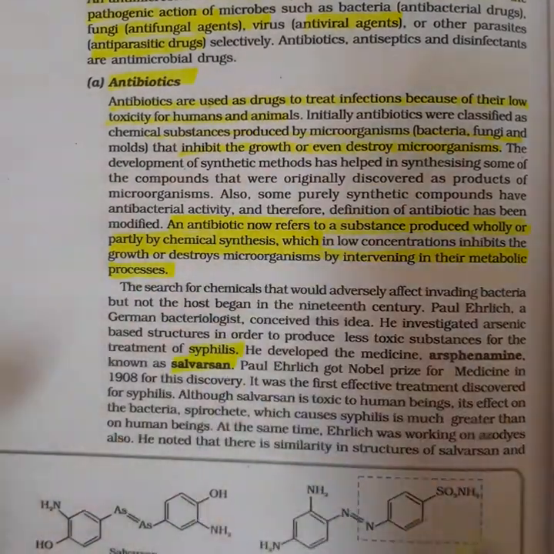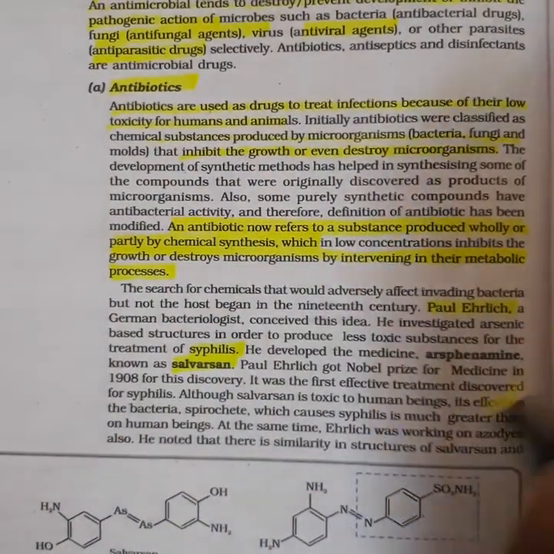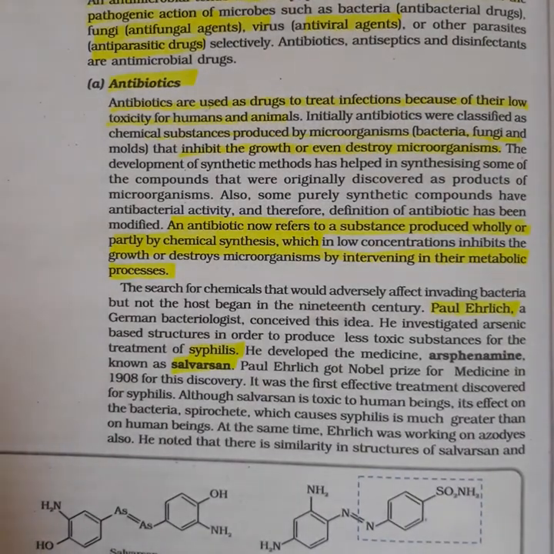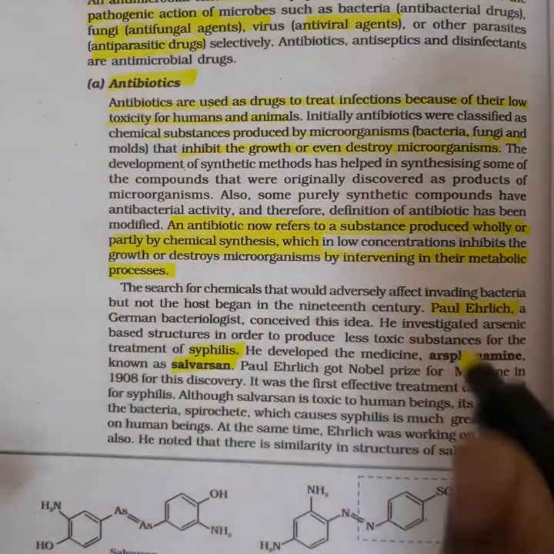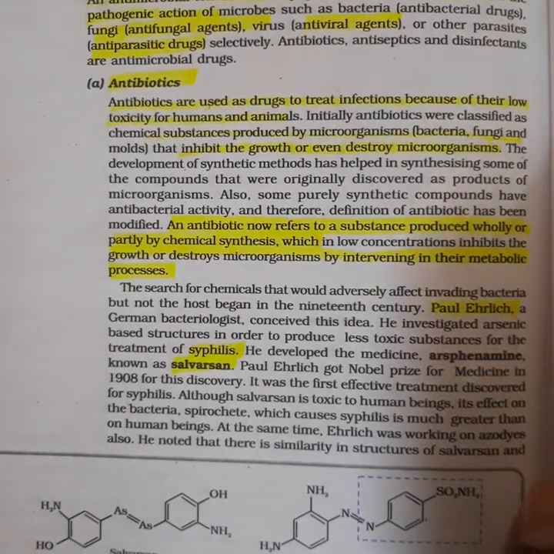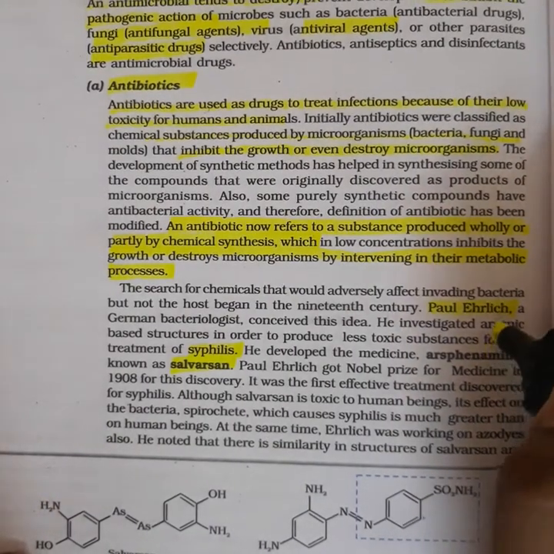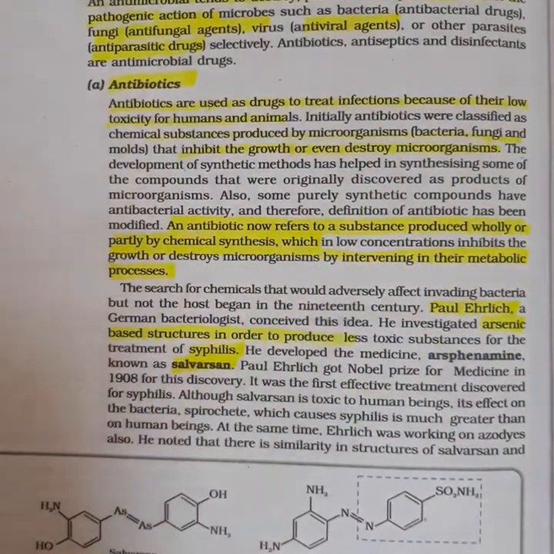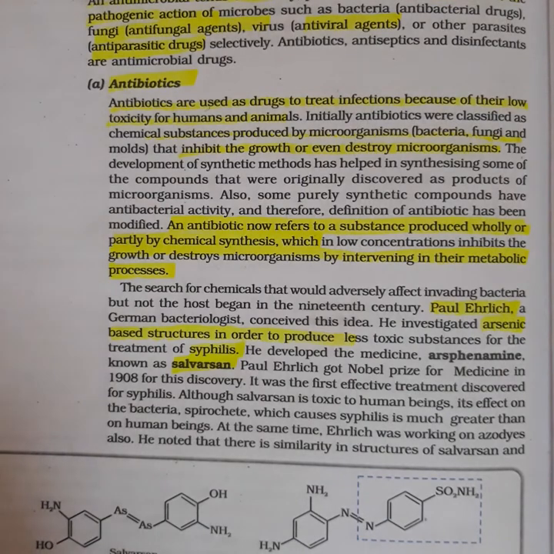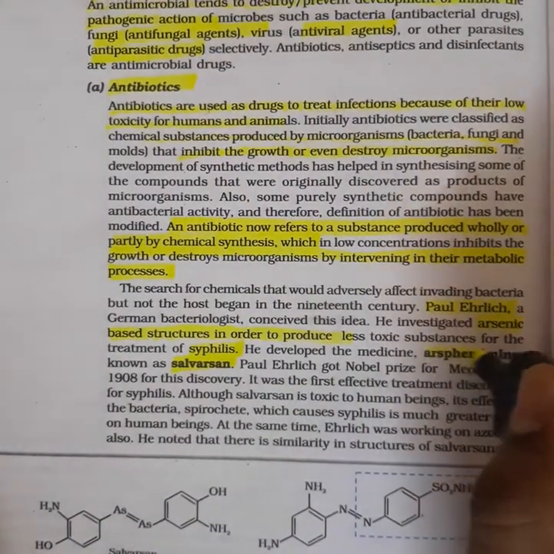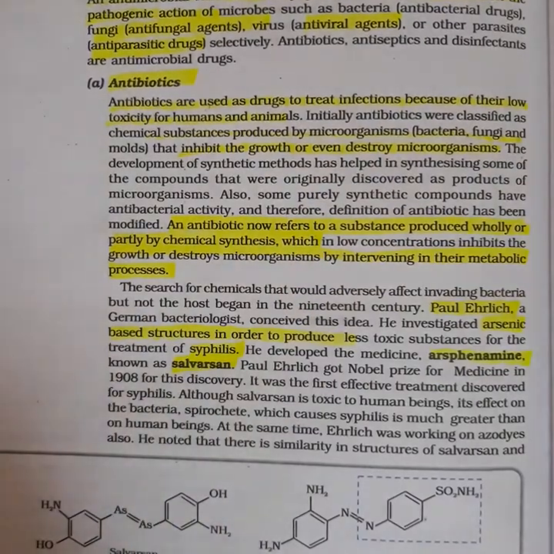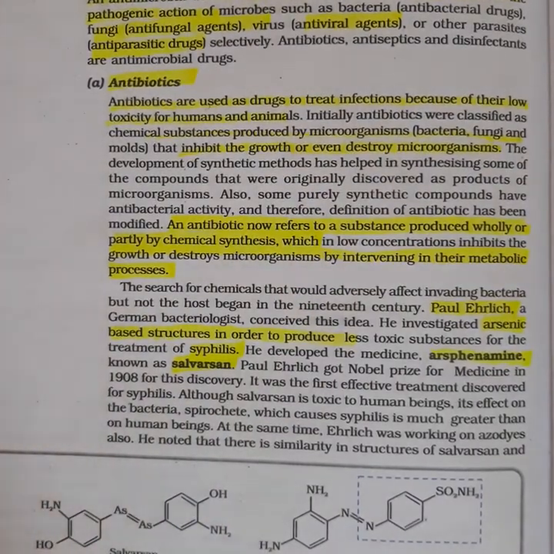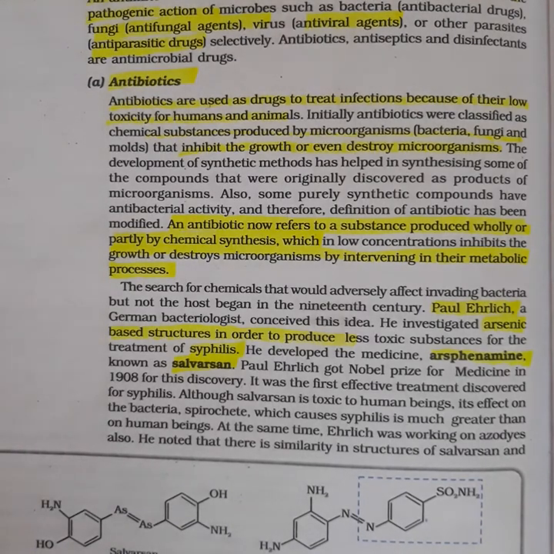The scientist Paul Ehrlich played a very important role in the discovery of salvarsan. He identified that the arsenic containing compound salvarsan has a more toxic effect on the syphilis bacteria but is less toxic to human beings. Based on that, he produced the drug which is called arsphenamine. Nowadays it is called salvarsan. In this way, the first antibiotic came into existence, produced by Paul Ehrlich, which is used to kill microorganisms. Clear?